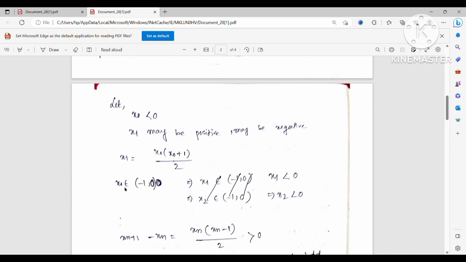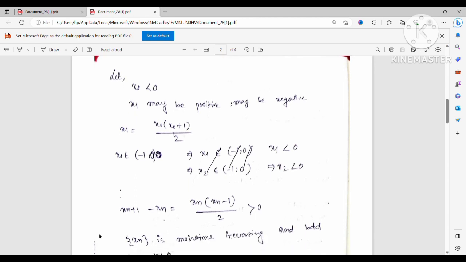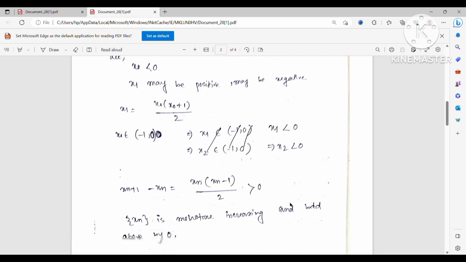So I assume that if x1 belongs to the open interval (-1, 0), then x1 is also less than 0, because this part is negative and this part is positive, so the product is less than 0, and similarly x2 is less than 0. Now x(n+1) minus xn is basically xn times (xn minus 1) divided by 2. Now xn is negative, xn minus 1 is also negative, and the product of two negative terms is positive, so x(n+1) minus xn is always greater than 0.